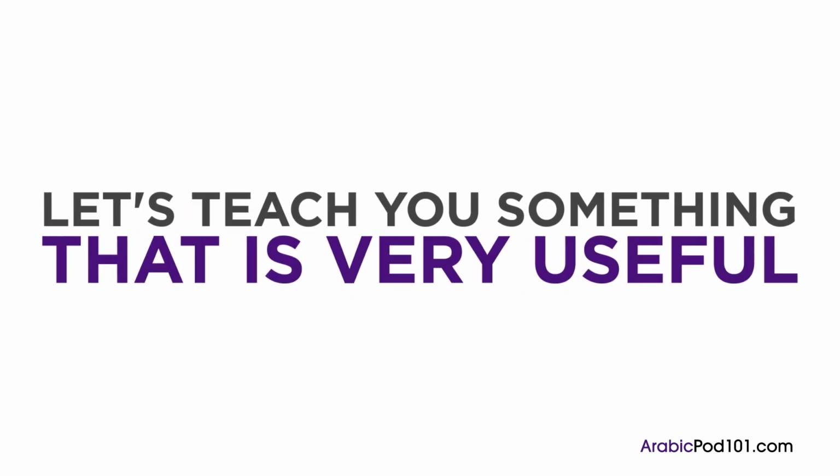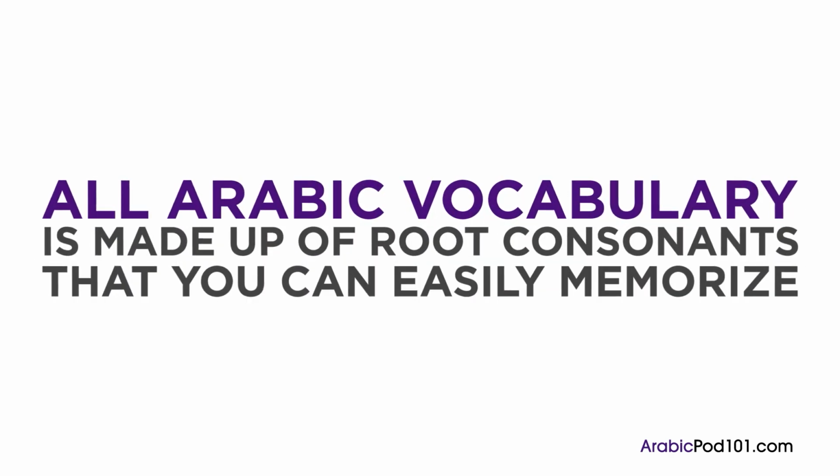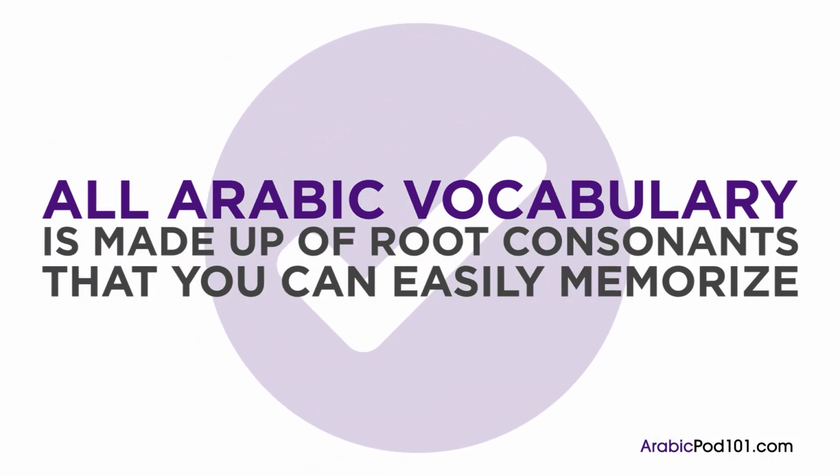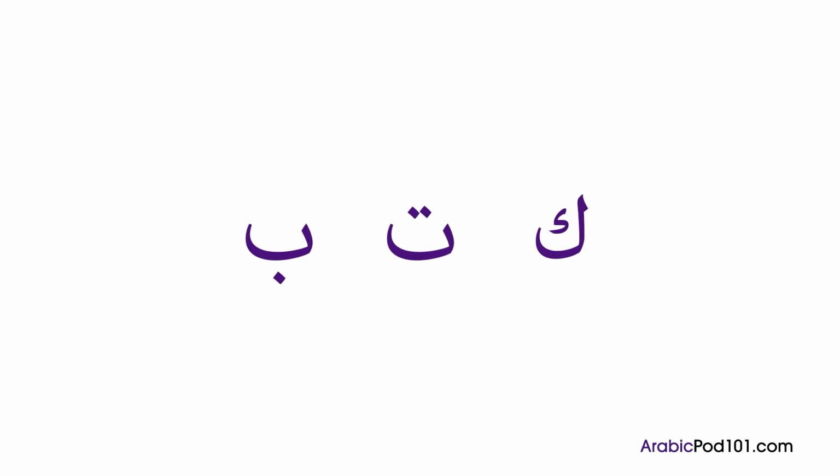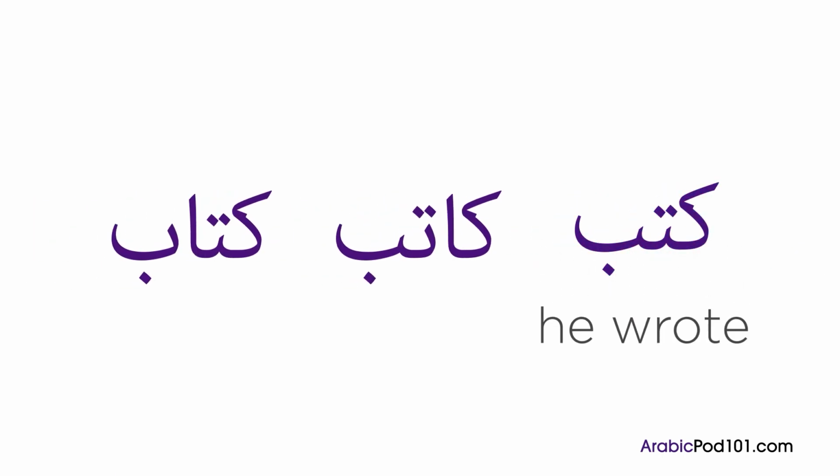So you must have said some Arabic words before. Let's teach you something that is very useful. All Arabic vocabulary is made up of root consonants that you can easily memorize. Can you explain this further, Yafa? Sure, Alicia. For example, there are loads of words derived from the three letters kaf, ta, ba, which are equivalent to the English letters K, T, and B, and they are all connected in some way to writing. The verb kataba, which means he wrote, katibun, which means writer, kitabun, which means book, and so on.